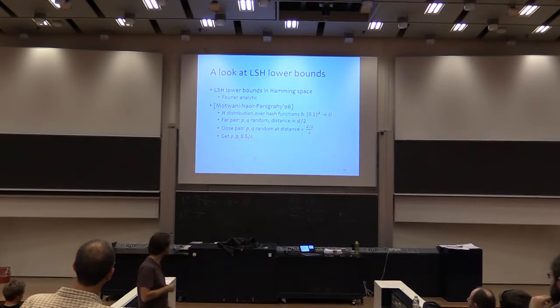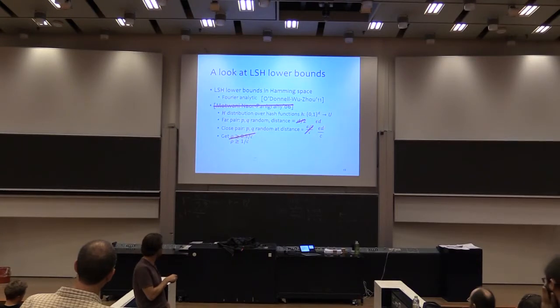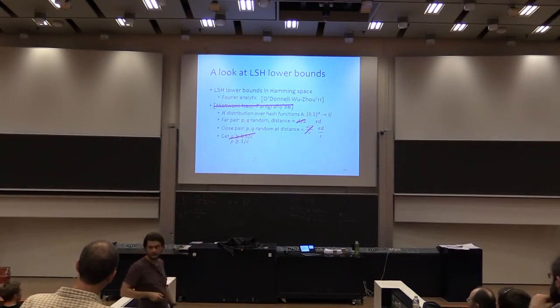Okay, so that was lower bound number 1. Then came O'Donnell, Wu, and Zhu, who said that we can improve this lower bound by taking a slightly different distribution. So we'll generate P and Q at random, but we'll force them to be at a distance roughly epsilon d. And the close pair will be P and Q at distance epsilon d divided by c, where epsilon, think of this as a very small constant. And for this distribution, you can prove that rho is at least 1 over c.